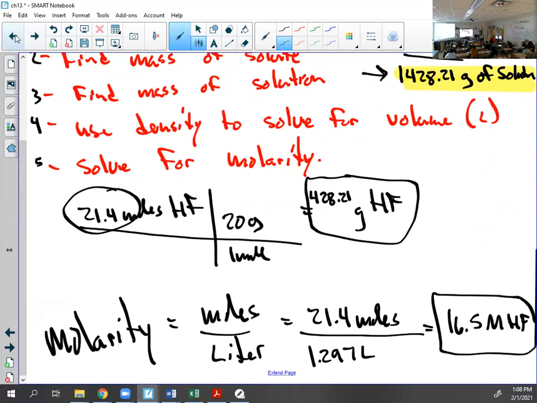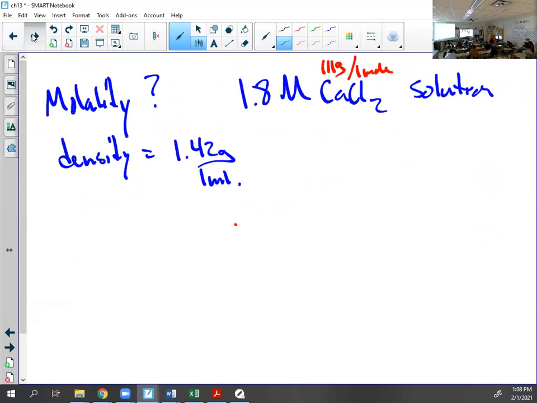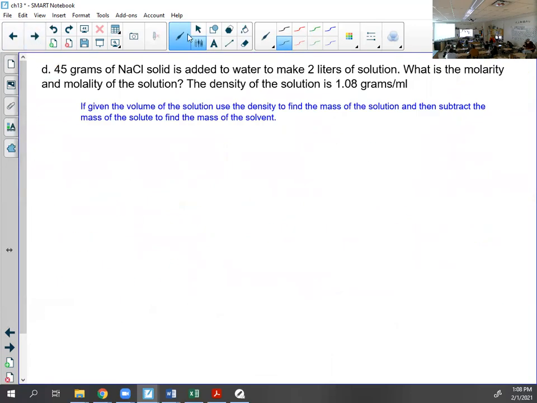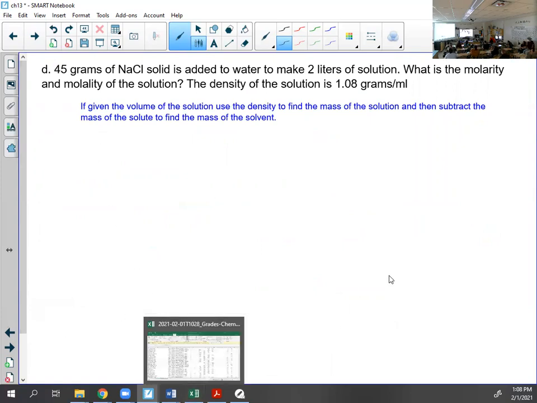All right, last problem. Take a picture of this or something and see if you can do it tonight. 45 grams of NaCl solid is added to water.